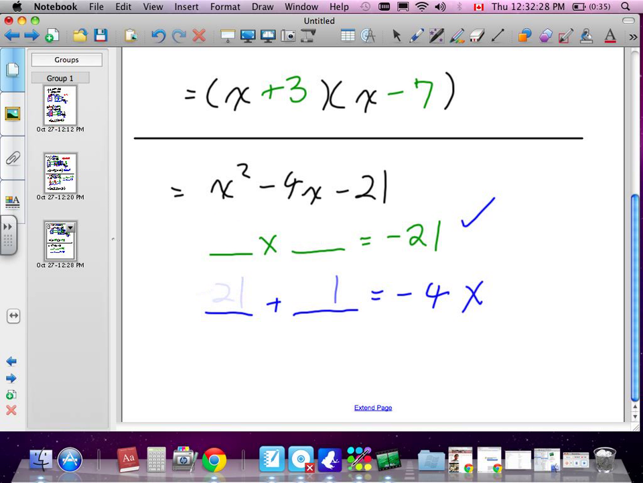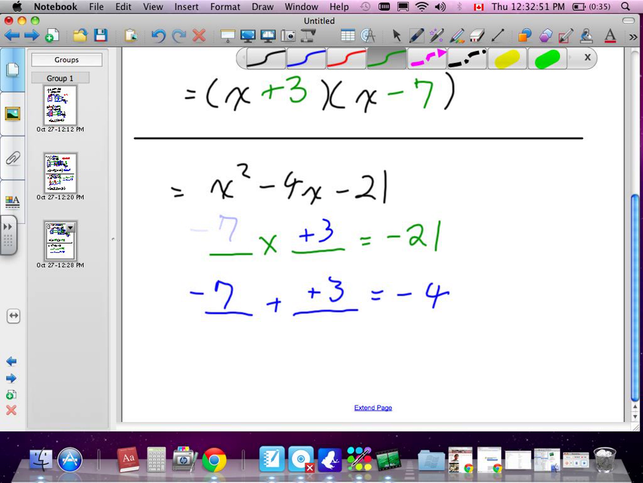Okay? Our other options were 3 and 7. Now, positive 3 times positive 7 isn't negative 21. If I had negative 3 and 7, that would give us positive 4. It didn't work and worked. So our options are negative 7 times positive 3. Negative 7 plus positive 3 equals negative 4. So I know those are the pairing that work.